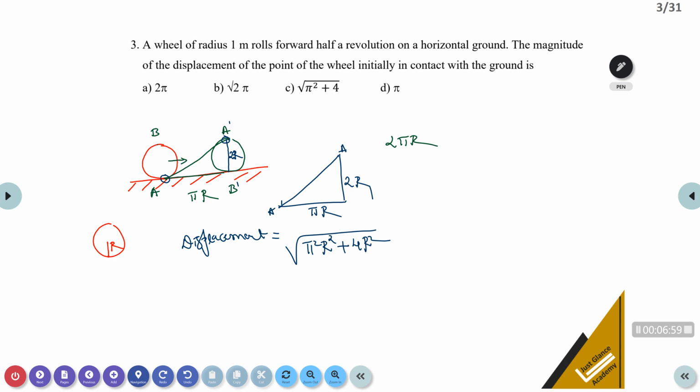Pi square plus 4. Now here r is common, I will take r outside, equal to r into pi square plus 4 raised to 1 by 2. Here something is missing. In all these cases the distance is r times the square root of pi square plus 4. This is the right equation. You should multiply by R. Okay. Next.